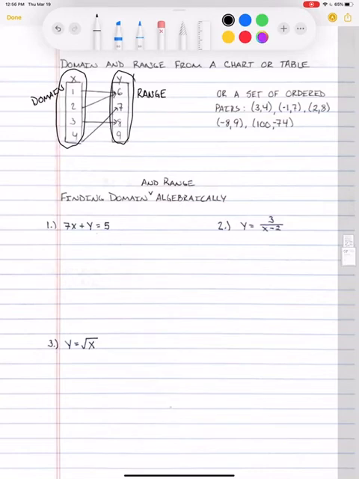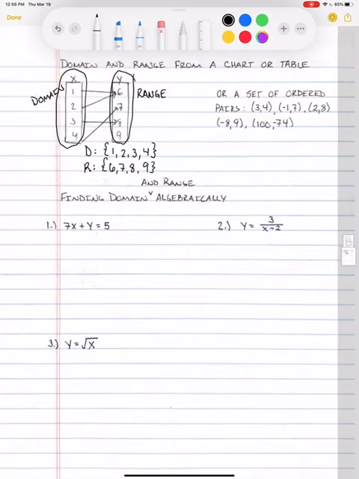Okay. You don't get away with it that easy, though. You do have to write it as a set. So domain is the set of values that include 1, 2, 3, and 4. The range is the set of values that go from 6, 7, 8 to 9. Okay, and that's our domain and range.